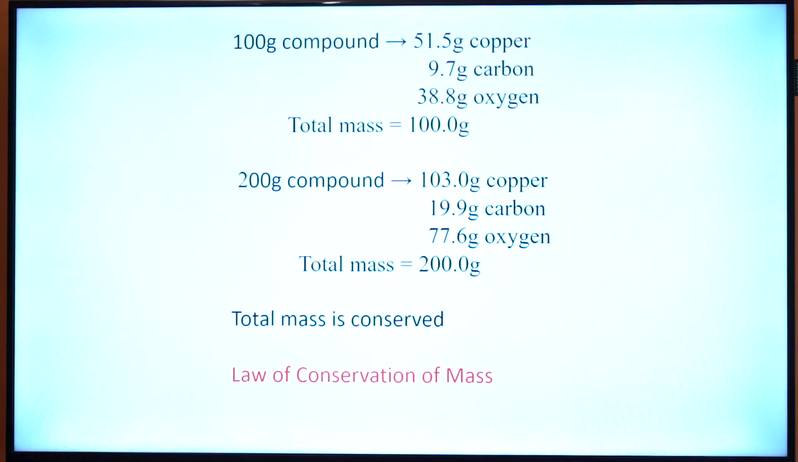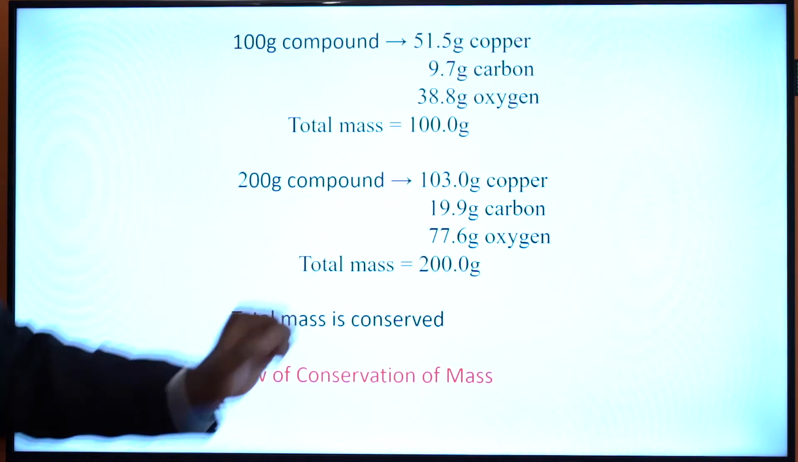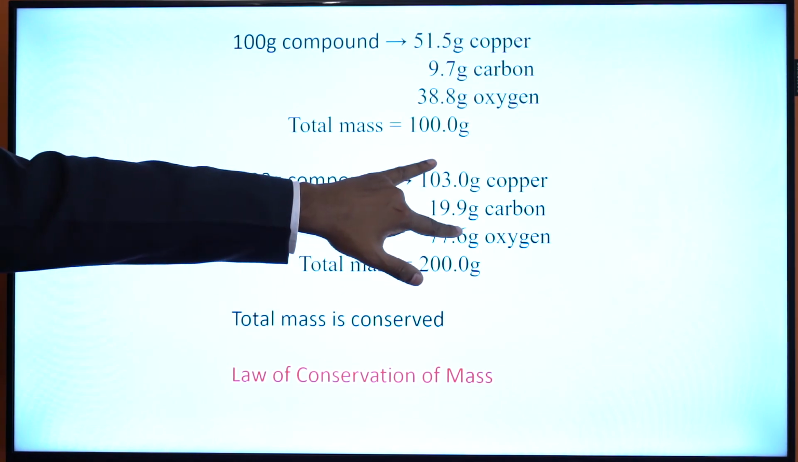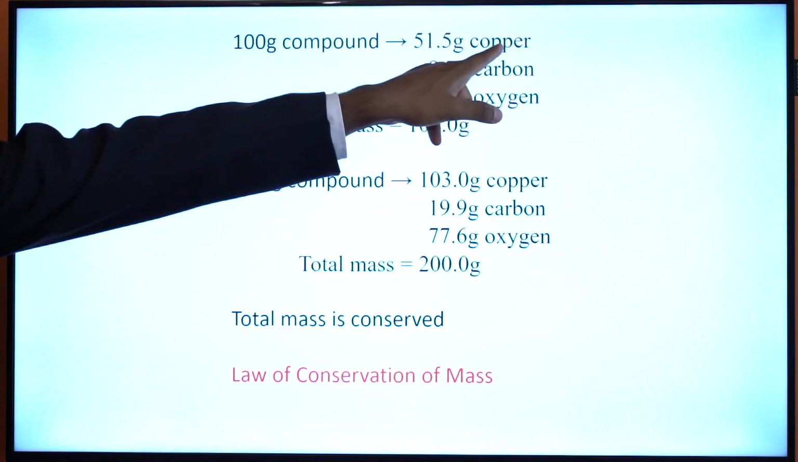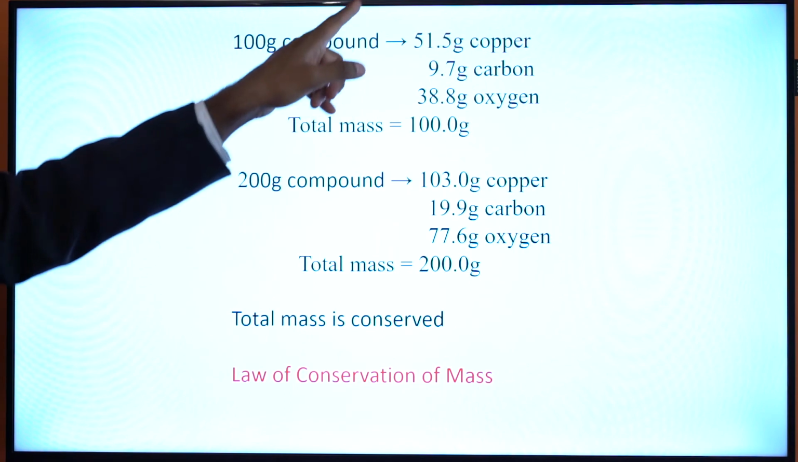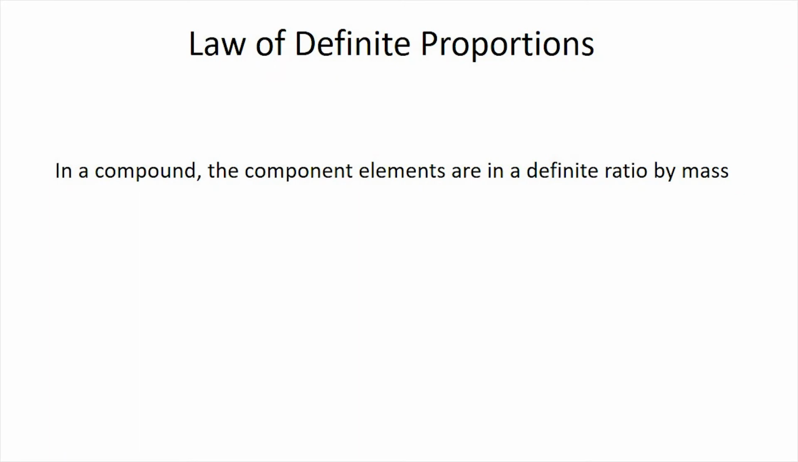If we take 100 grams of copper carbonate, then we get 51.5 grams of copper, 9.7 grams of carbon, and 38.8 grams of oxygen. If we take double the amount of copper carbonate, we get double the amount of individual components. So it shows two things. It shows that the total mass is conserved, which is 200 gram in this case and 100 gram in the other case. At the same time, it shows that the individual elements combine in a definite, particular ratio to form a molecule. This is the law of definite proportion: in a compound, the component elements have a definite ratio by mass.